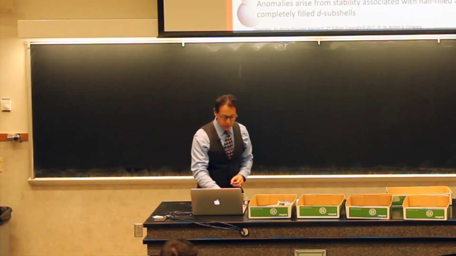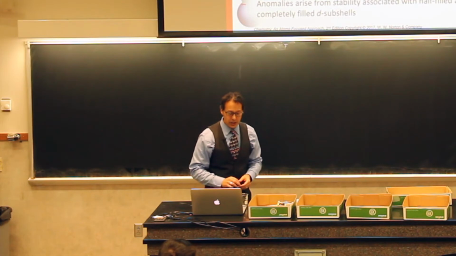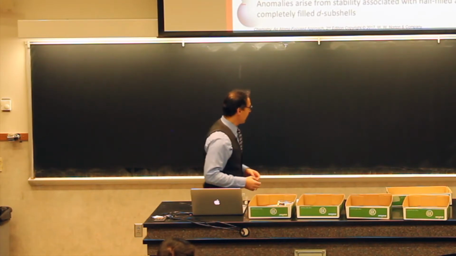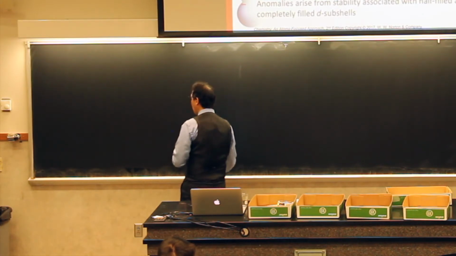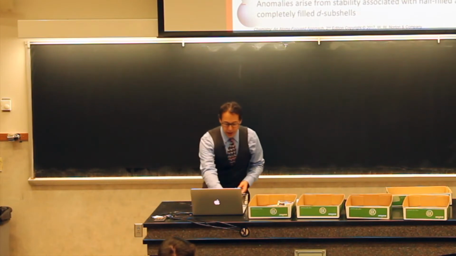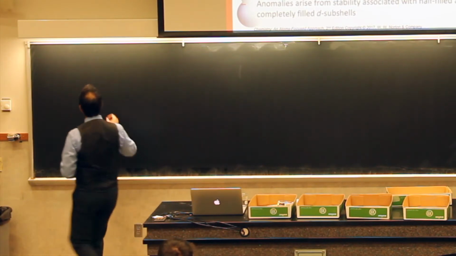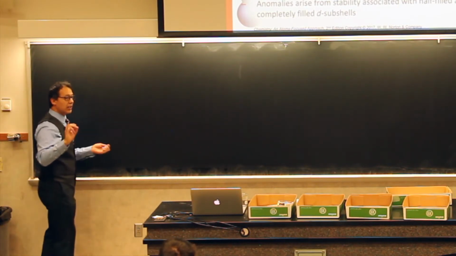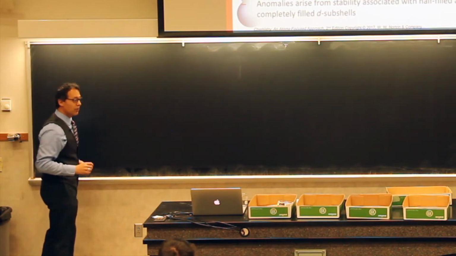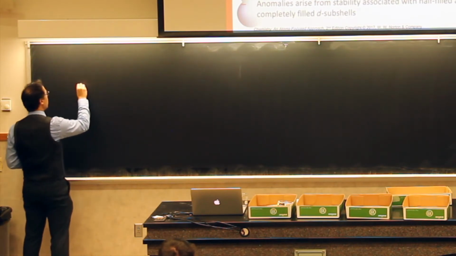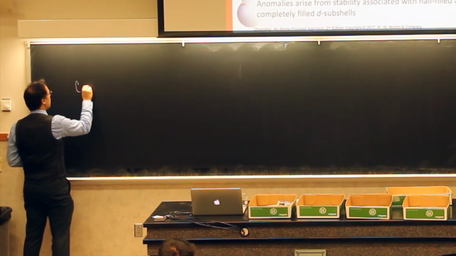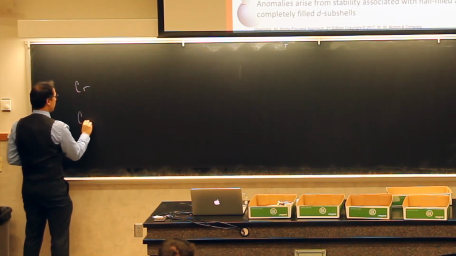Now to get us started, we're going to take a look at a couple of elements. We're going to take a look at chromium and copper. And so to get us started with chromium and copper, I'm going to start out with the electron configurations, then we'll do the orbital notation. So I'm going to start out here with chromium, Cr, and then copper, Cu.